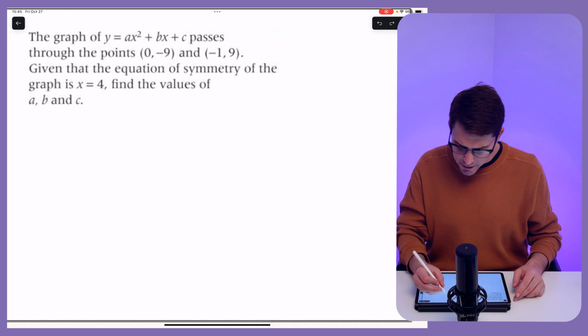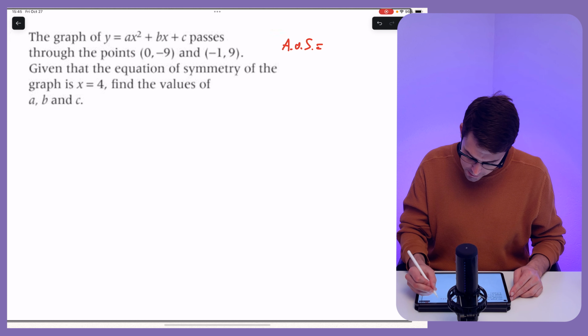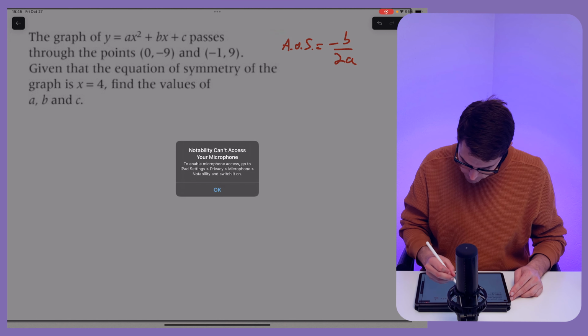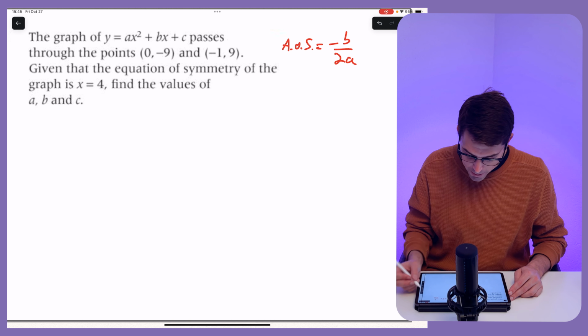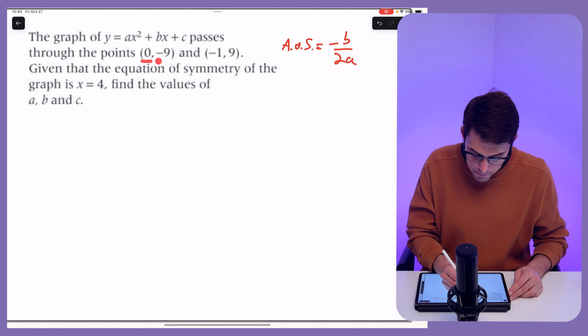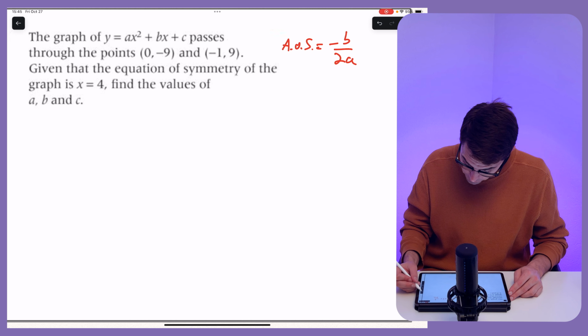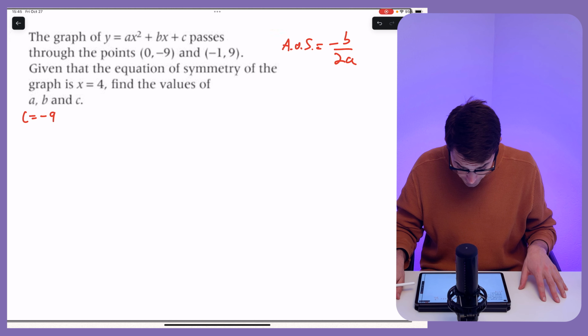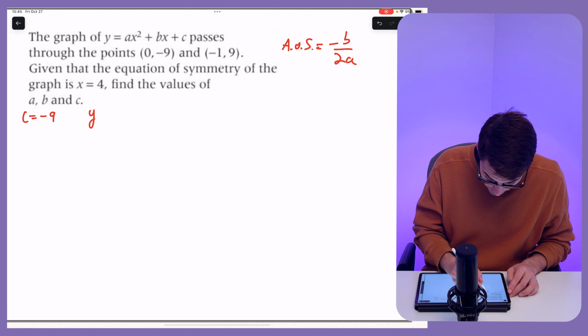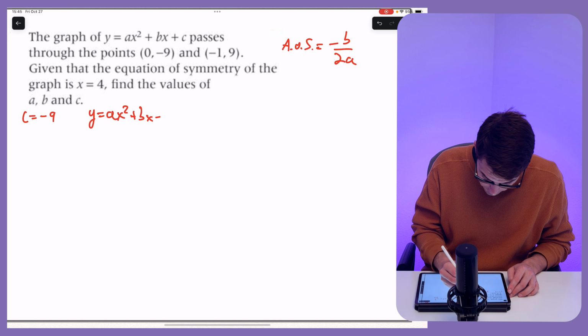So let's go ahead and write out what the axis of symmetry is. I know that my axis of symmetry is going to be equal to negative b all over 2a. What else do I know? Well, this right here, (0, -9), is a crucial piece of information because if my x coordinate is 0, and I have a -9, that means -9 is my y-intercept. That is going to be my value of c. So immediately I know that c is going to be equal to -9. Not only that, but I can now use that in my equation. So if I go ahead and write out y equals ax squared plus bx, I know that c is going to be my y-intercept, so I will have that for my value of c.